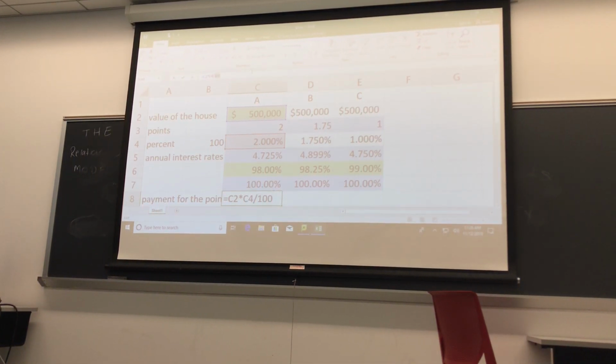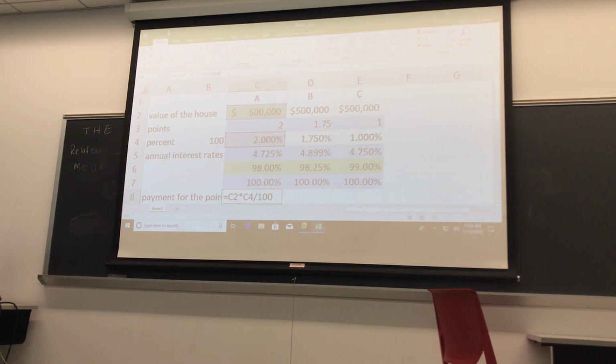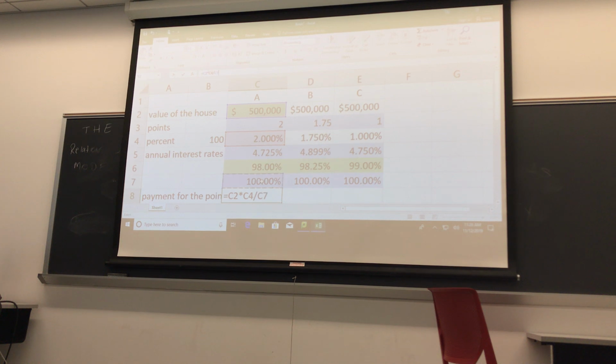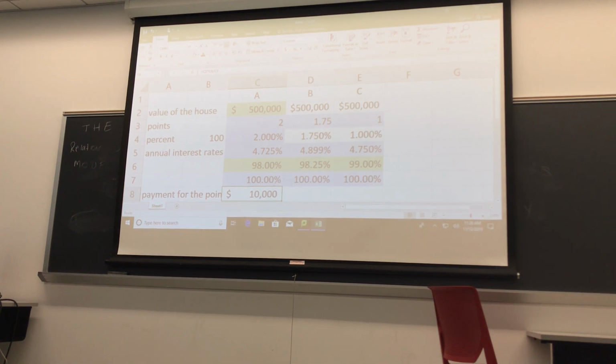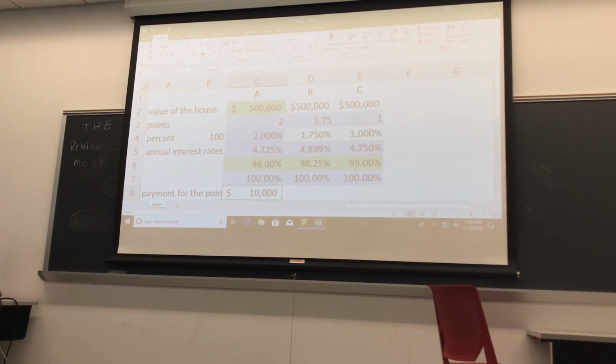What is the mistake? The mistake is that it's not divided by 100, but by 100%. What is the difference? Significant. The difference is a lot of money. And I want you to think about money correctly and fast.